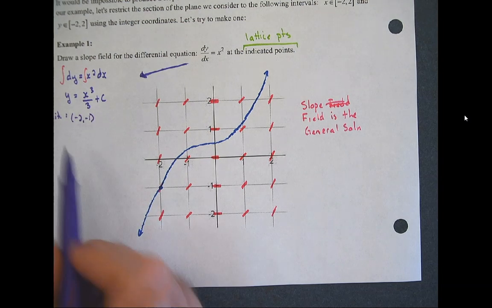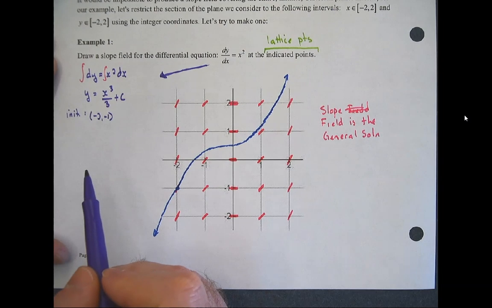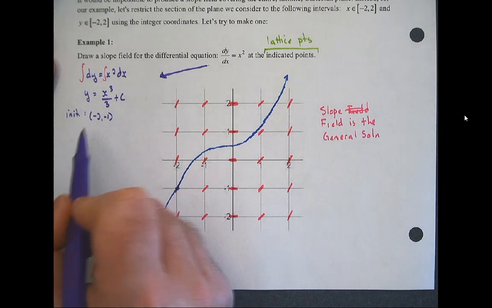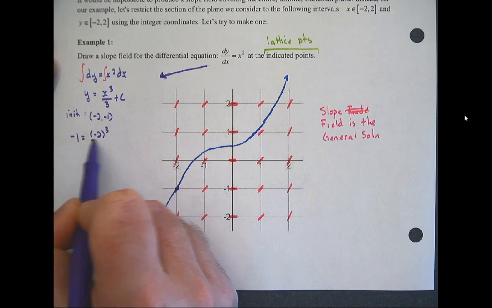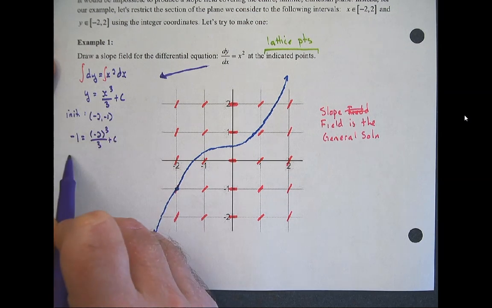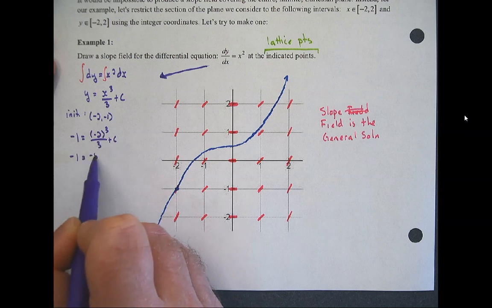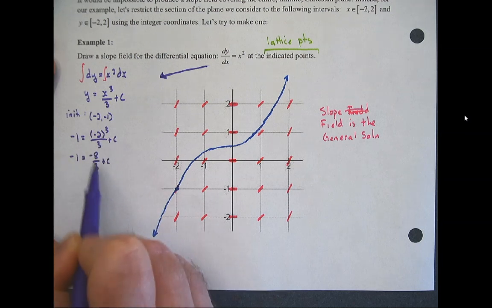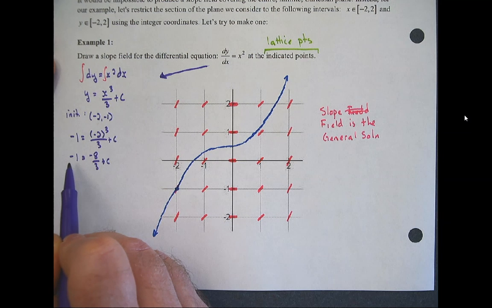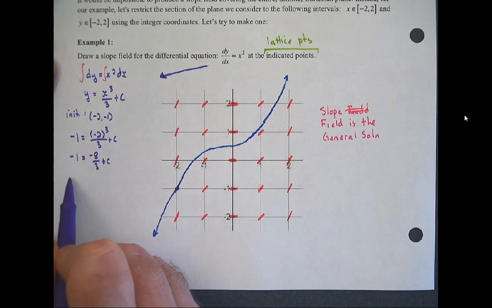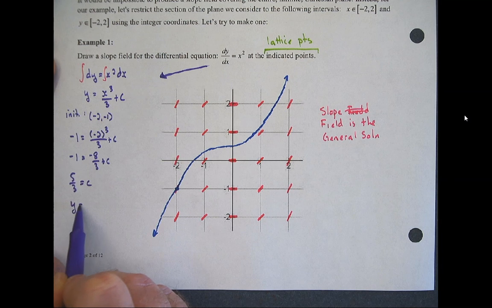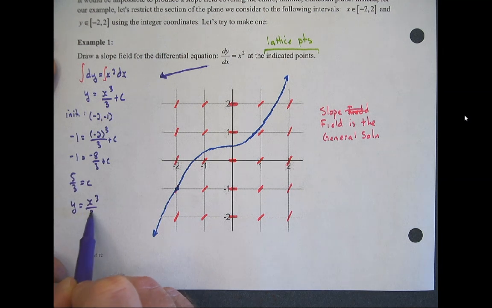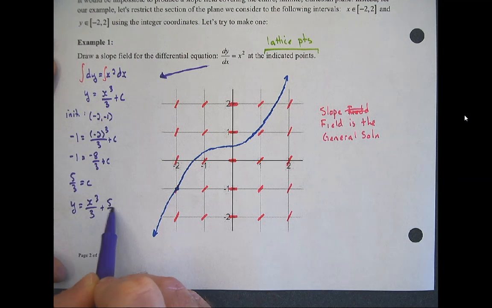So let's see what c, the actual value for c, would be. So I'd plug in -1 for y, plug in -2 for x. -1 equals -8/3 plus c, add that over. So that'd be -3/3 plus 8/3, which is 5/3. And so we would have y equals x cubed over 3 plus 5/3.